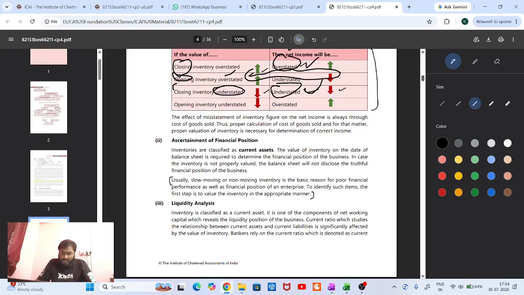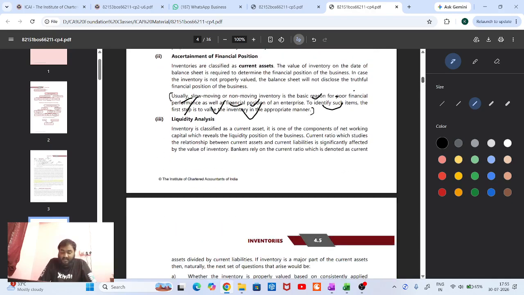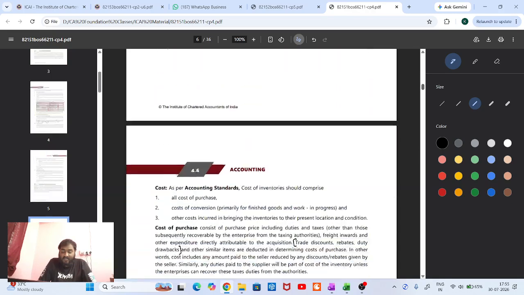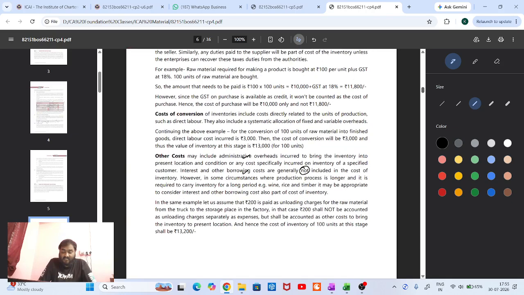Usually, slow-moving or non-moving inventory is the basic reason for poor financial performance as well as financial position. Why these two? Because inventory is such an asset which affects both profit and loss and the balance sheet. To identify such items, the first step is to value the inventory in an appropriate manner. We are discussing so many things for now, but we have not come to the practical part yet. We'll come soon. Other cost may include administrative overheads.